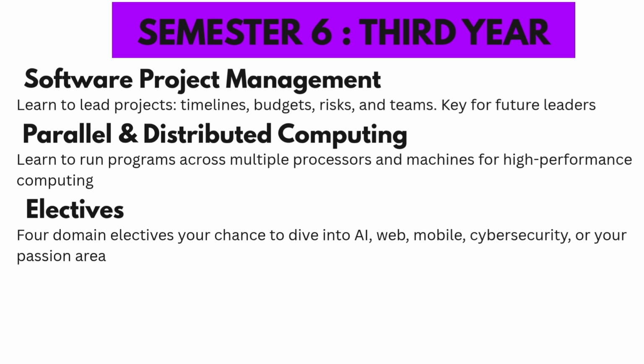You can go deeper into AI, web, mobile dev, cybersecurity, or any other area you're passionate about. My tips are, don't just pick what sounds cool. Choose what aligns with your career or placement goals. This is your chance to specialize and stand out. Semester 6 gives you a mix of technical power and project leadership skills. It's 18 credit hours, a full load, but it's also one of the most customizable semesters you'll get. So stay focused, pick electives smartly, and get ready, because the final year is just around the corner.